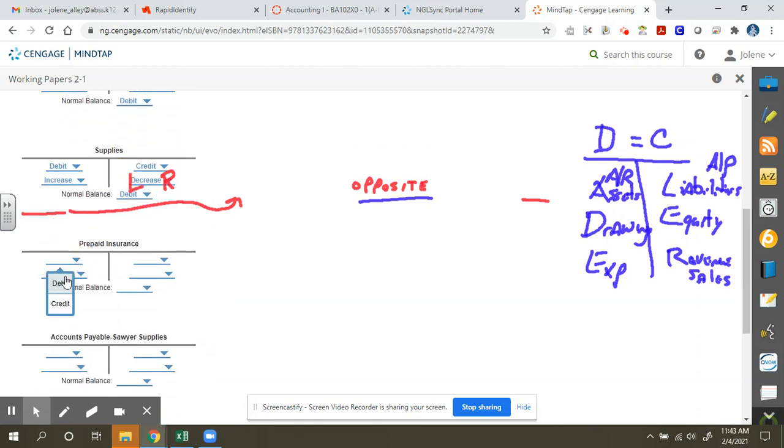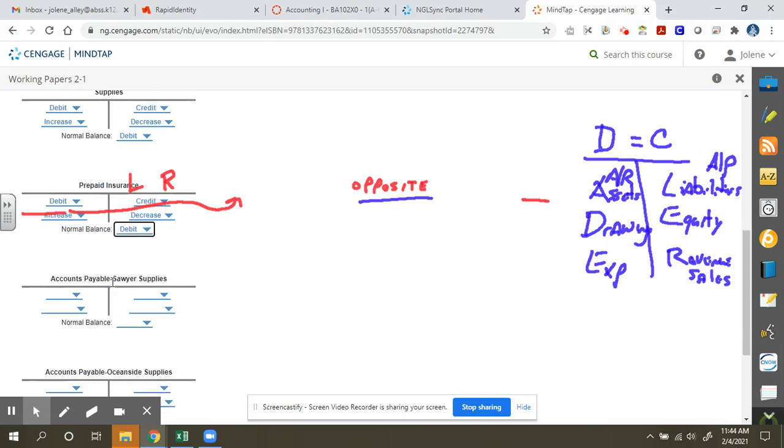Prepaid insurance. We know that debit's on the left, credit's on the right. Can't change that. Prepaid means that you pay it up front, you own the policy, and it covers you for the next month or 2 months, 3 months, however long. So this is something that you have purchased and it has value. It is an asset. All assets increase on the debit side, decrease on the credit side. And they all increase, normal balance, on the debit side.